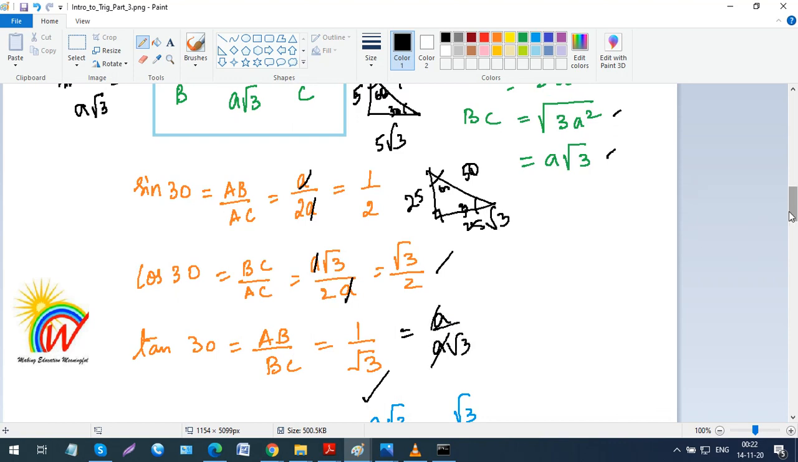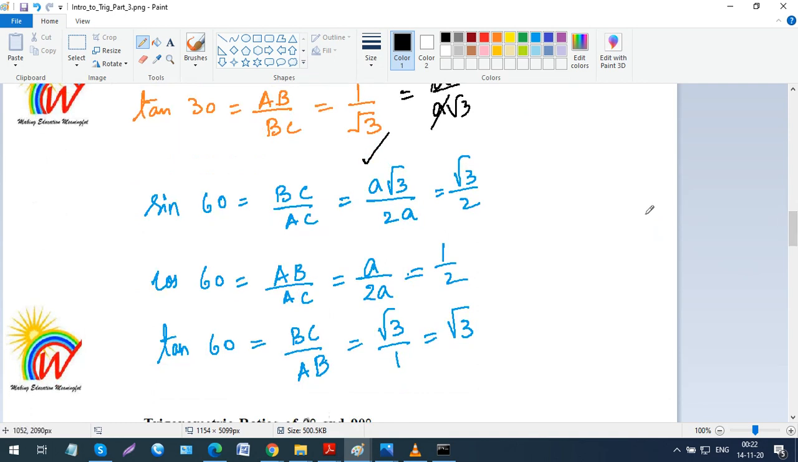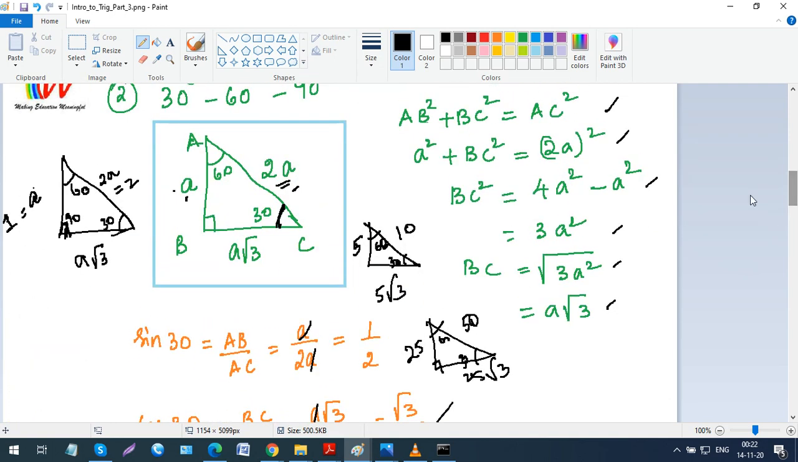Similarly, if I ask you what is sine 60, you go to the 60 degree angle now. Look at this angle, and now you will see what is sine of 60.